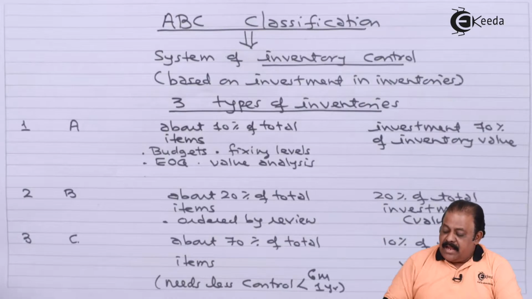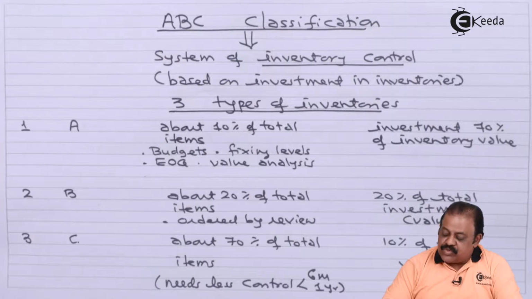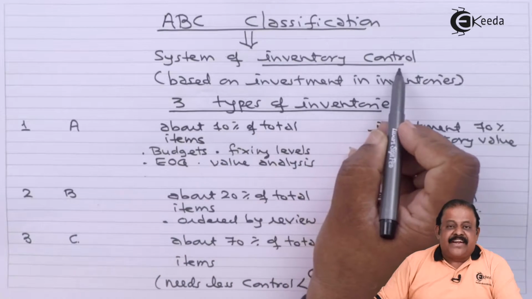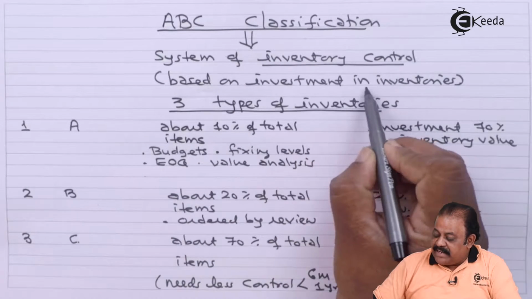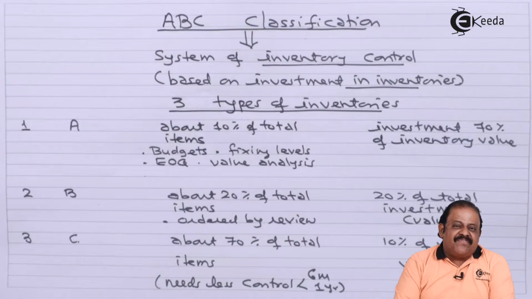For that purpose, ABC classification or ABC analysis is a method used. It is a system of inventory control based on investment in inventories. We buy variety of items as inventory. Now each item may not be costly and each item may not be cheap. Varying amounts are paid to maintain a stock or to produce a stock. So based on the amount blocked, we can have classification of all the goods, all the inventories.